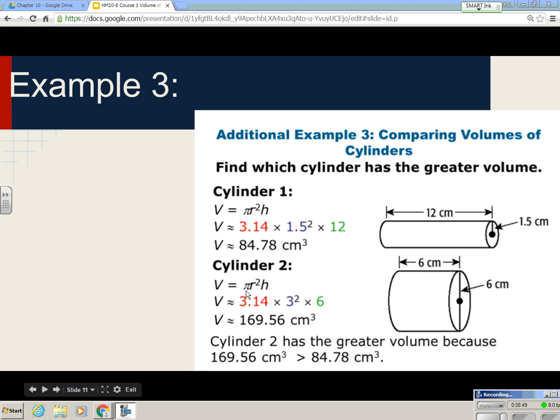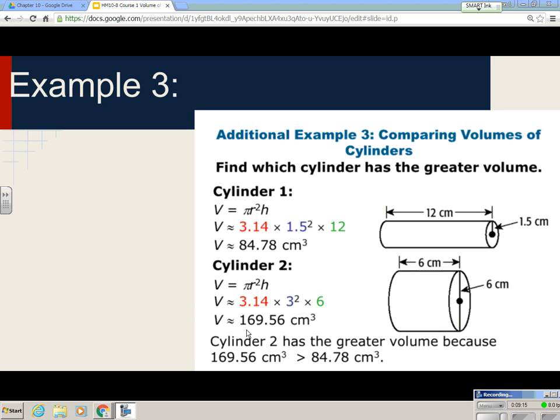Then you go to cylinder 2. Formula, plug. That never changes. It's always 3.14. The height is 6. But here we have 6 as a diameter. Remember, the radius is half the diameter, so half of 6 is 3. That's the number you're going to square. 3 squared is 9. When you multiply those together, you get 169.56, or about 170 centimeters cubed.